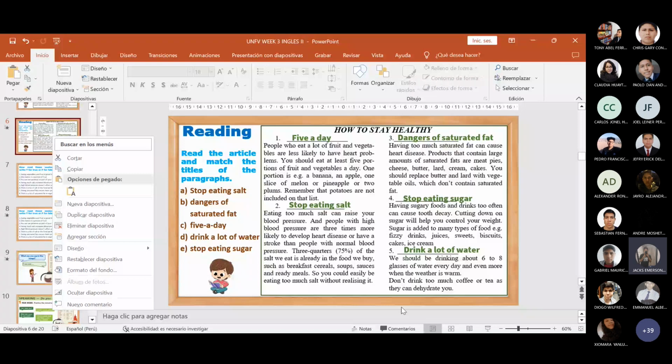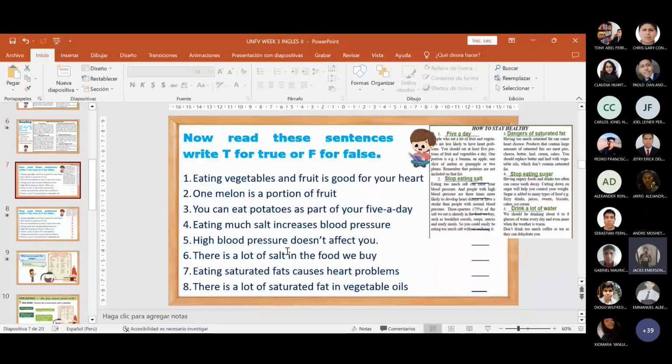Now, with this test, we have to answer these questions. Now you have to read these sentences. Write letter T for true or F for false. Eating vegetables and fruit is good for your heart. 1 melon is a portion of fruit. You can eat potatoes as a part of your five a day. Eating much salt increases blood pressure.